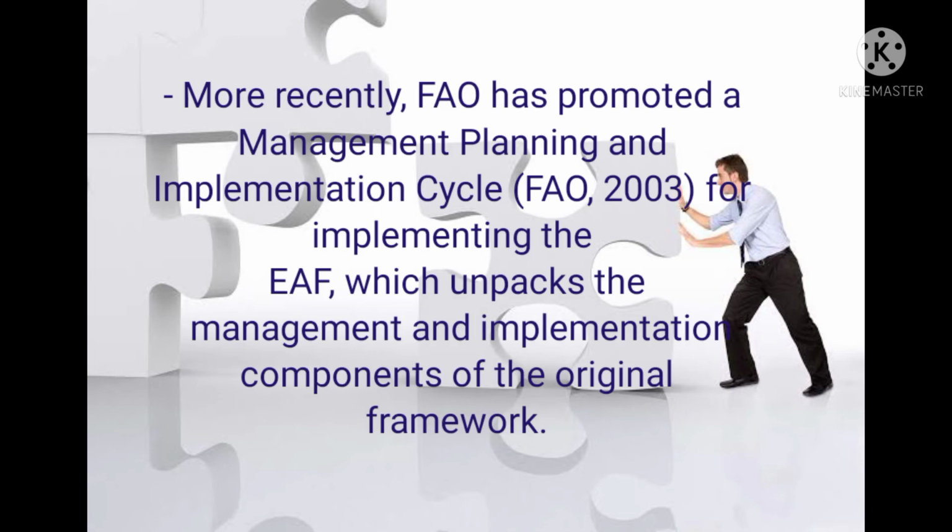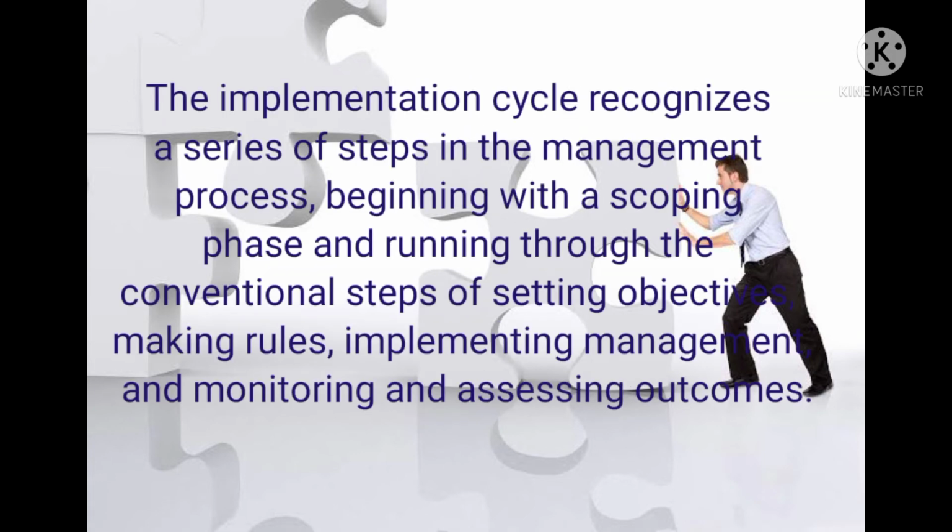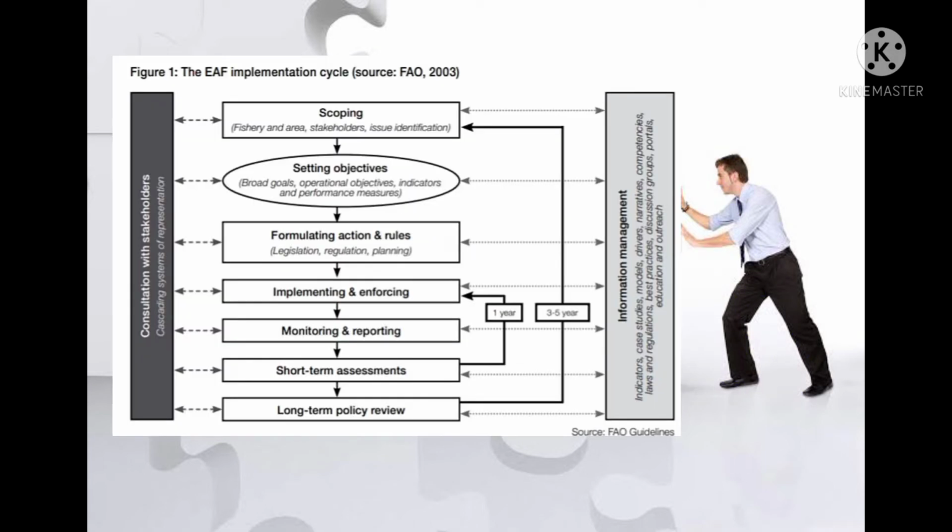More recently, FAO has promoted a management planning and implementation cycle, FAO 2003, for implementing the EAF, which unpacks the management and implementation components of the original framework. The implementation cycle recognizes a series of steps in the management process, beginning with the scoping phase and running through the conventional steps of setting objectives, making rules, implementing management, and monitoring and assessing outcomes.